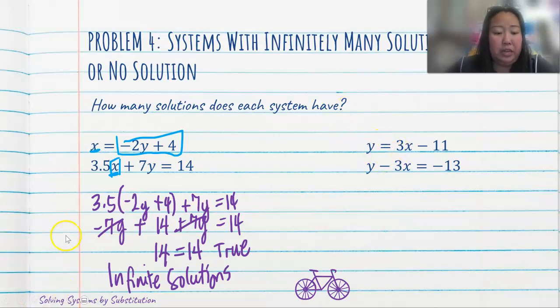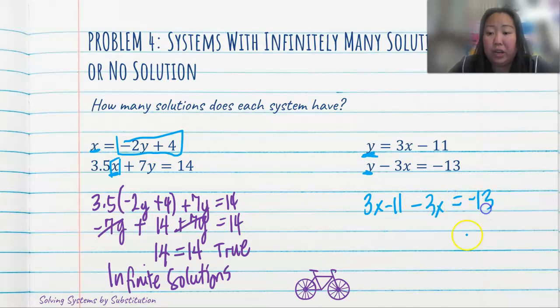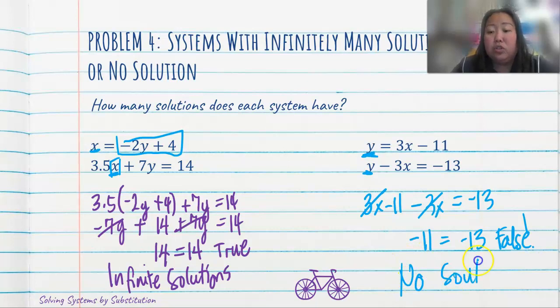So as you can see here, we can replace our y. We can replace this y over here. Okay, so that would be 3x minus 11 minus 3x is equal to negative 13. Combining like terms, you'll have 3x and minus 3x. So you'll end up with a negative 11. Is that equal to negative 13? It is not. So because it's a false expression, then there is no solution for this.